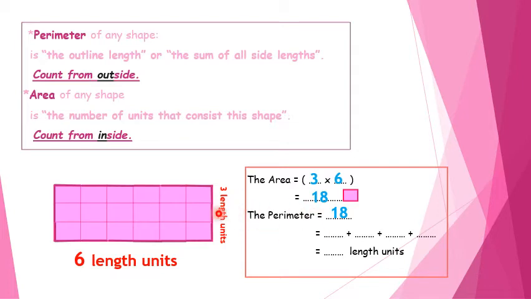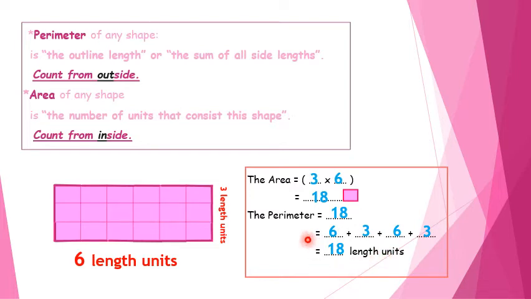So if I want to find the perimeter, and this is a regular shape, so this means if this equals 3, so what's opposite to it equals 3. If this equals 6, so what's opposite to it equals 6. So I can say that it's 6 plus 3 plus 6 plus 3. So 6 plus 3 equals 9 and 6 plus 3 equals 9. So 9 plus 9 equals 18.